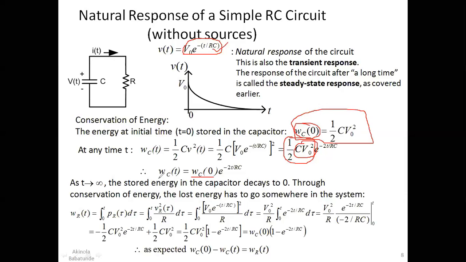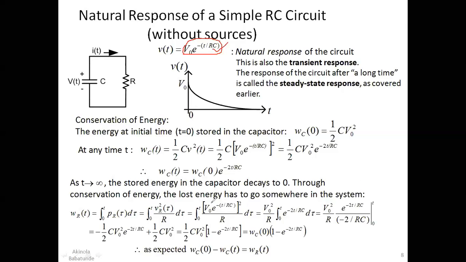So you will find out that we have been able to express our energy at any time as a function of the energy at the initial time, the initial energy, exponential minus 2t over RC. Now, as t tends to infinity, what happens? The stored energy in the capacitor decays to 0 as t tends to infinity.